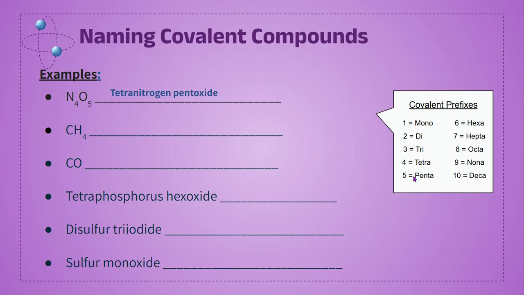All right, the second one, we have 1 carbon, 4 hydrogen. Remember, we don't use mono. So this is just going to be carbon tetrahydride. All right, CO. There's only 1 carbon, so it's going to be carbon. Now there's only 1 oxygen too, and we do use the mono when it's the second element. So this is going to be carbon monoxide.